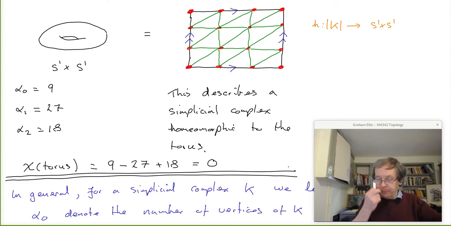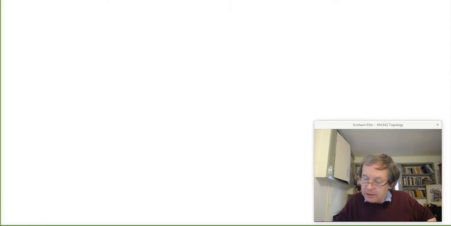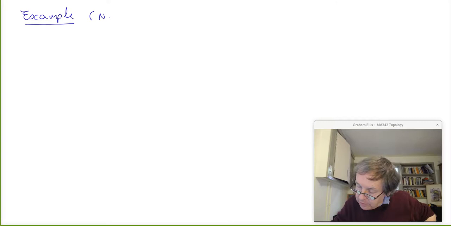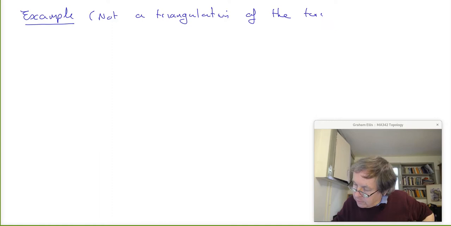Then, I think what I should do now is be a bad student of topology and make some mistakes. Let me give you something which is not a triangulation. In fact, I'll give you something which is not a triangulation and I'll ask you to tell me why it isn't. So here's an example. This is not a triangulation of the torus. This is a tricky question.